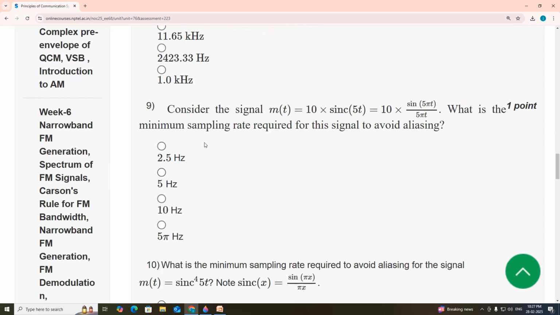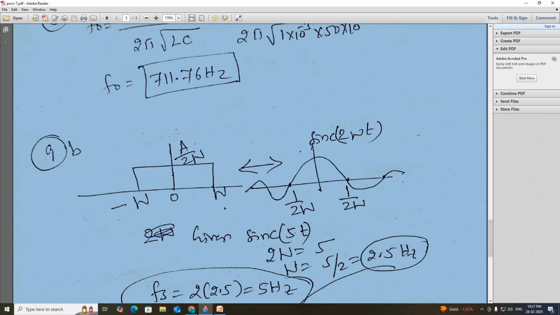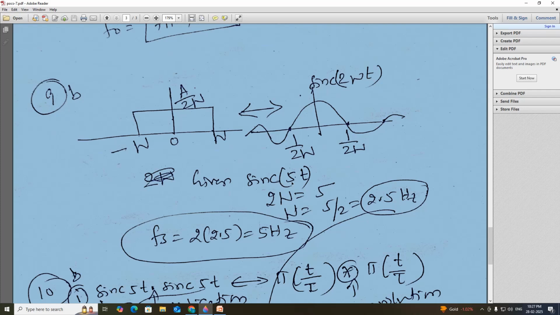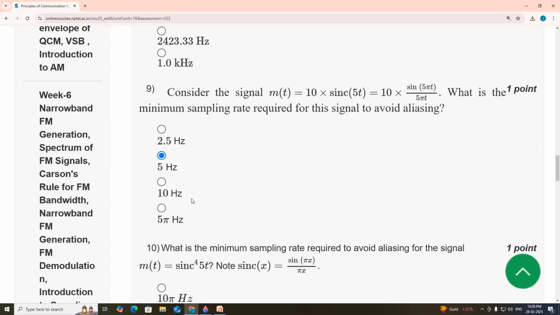Ninth one. Consider the signal m of t equal to 10 sinc pi t. The sinc function, again similar to that one. For the sinc function, this is the spectrum, which is equal to W. So what is W? Sinc pi t, where pi t is equal to 2 pi W. We have to find W. W is equal to 5 by 2, which is equal to 2.5. Therefore, according to the Nyquist rate, Fs equal to 2 times 2.5 is equal to 5 hertz. 5 hertz, this one.